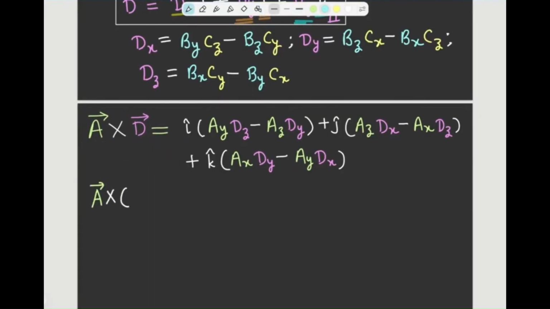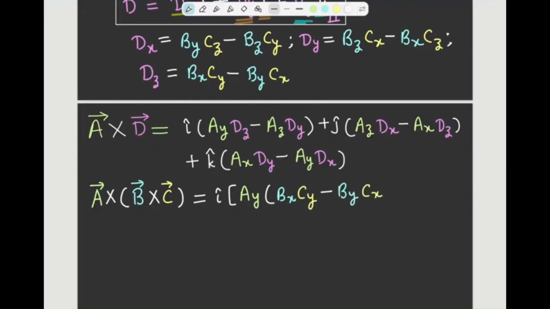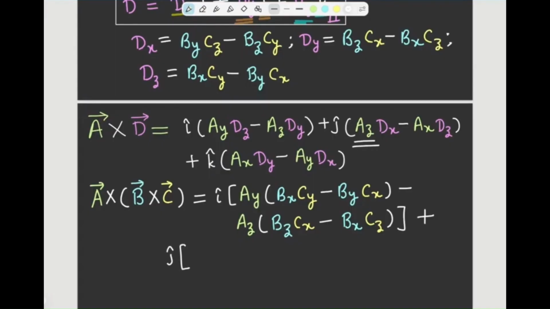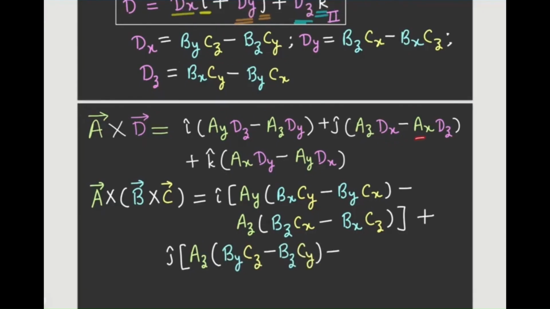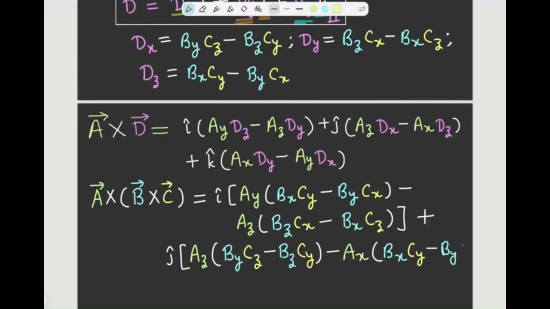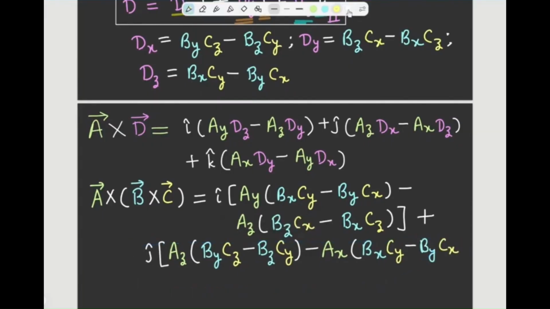So here for dz, we write bx cy minus by cx. Next, for dy, we put bz cx minus bx cz. And for dx, we put by cz minus bz cy. Everywhere we have a component of d, we rewrite it in terms of the components of the vectors b and c.